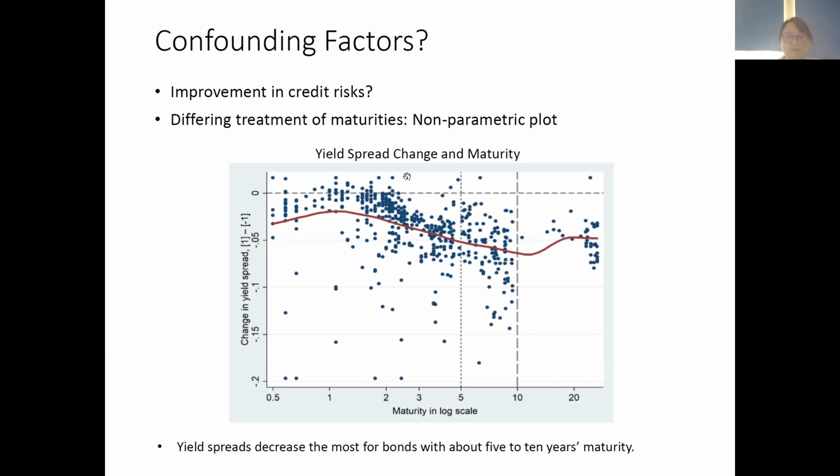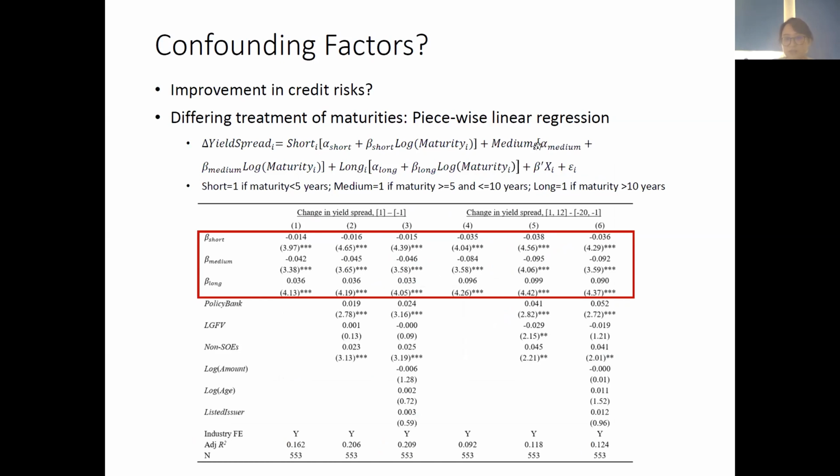In this figure, we plot the yield spread change of corporate bonds against their maturities. And we see there's a V shape, in the sense that the decrease in yield spread is strongest for bonds between 5-year and 10-year maturity. And then we use regression-based analysis to further confirm this pattern, in the sense that we estimate a piecewise linear regression, allowing the yield spread change to have a linear relationship with the bond maturity, but this linear relationship can be different for bonds with maturity less than 5 years, bonds with maturity between 5 to 10 years, and bonds with maturity higher than 10 years.